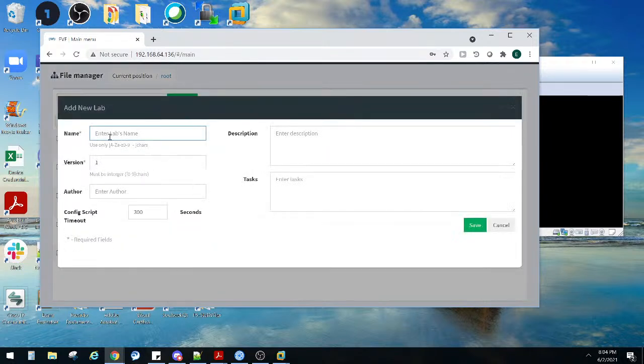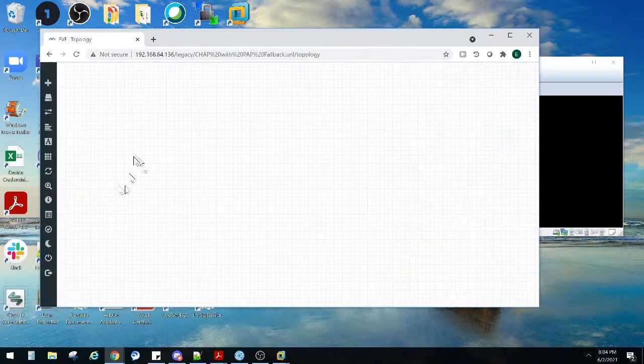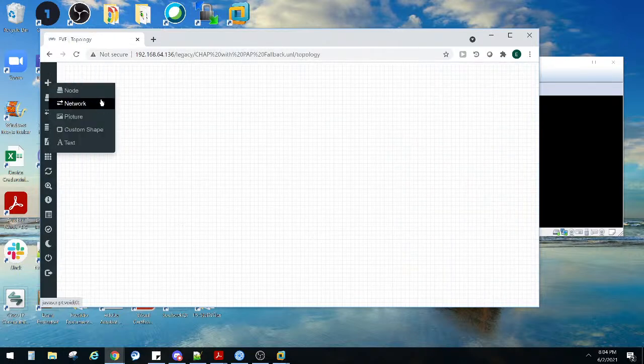Add a new lab. This lab is just gonna be PPP with CHAP fallback. Pretty much, yeah. PPP with PAP fallback. So I think it's CHAP with PAP fallback. We only need, let's see, hopefully this works.